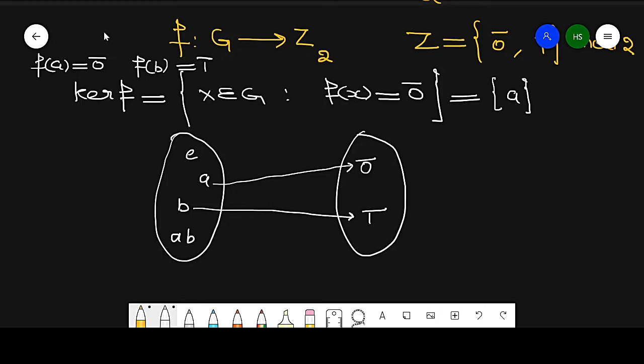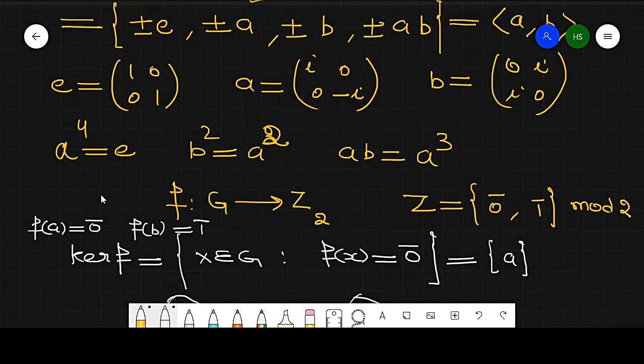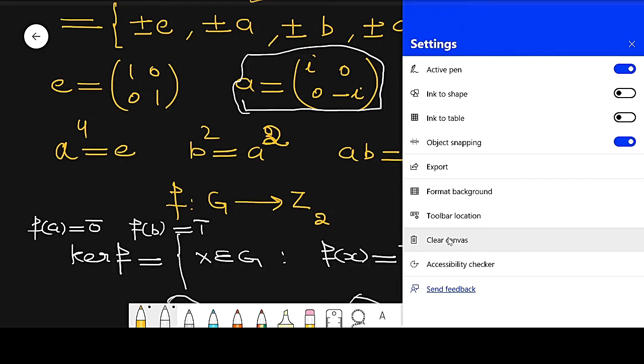So this is the kernel of f, consisting of these elements, whose image is equal to 0. This is the kind of question where we find the kernel of any homomorphism. In this way we can prove any kind of question. So next I am taking another very important example.